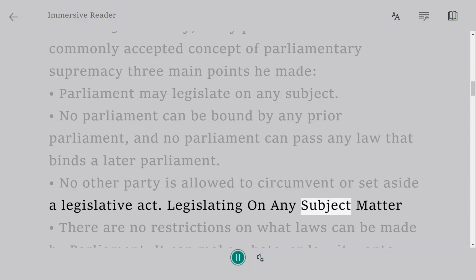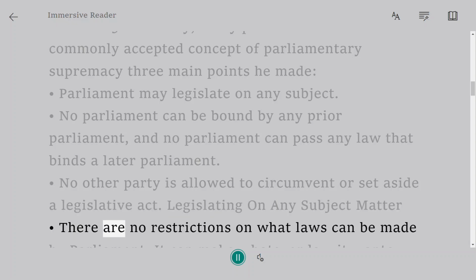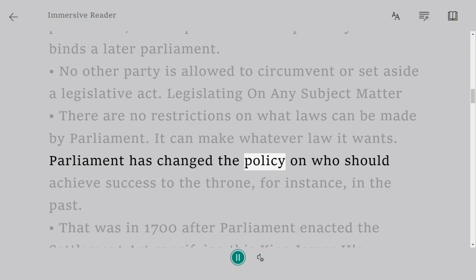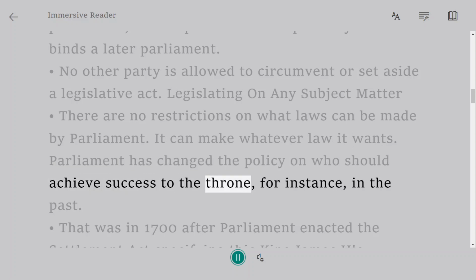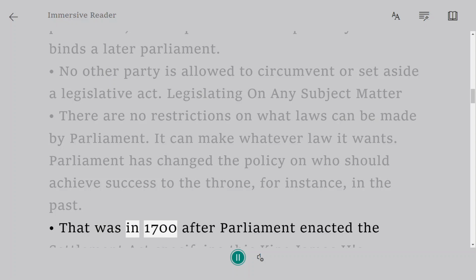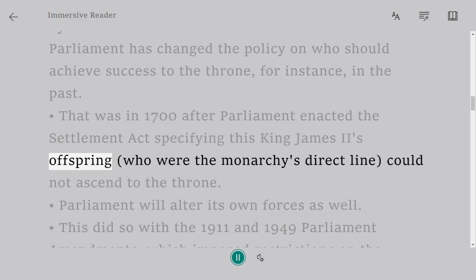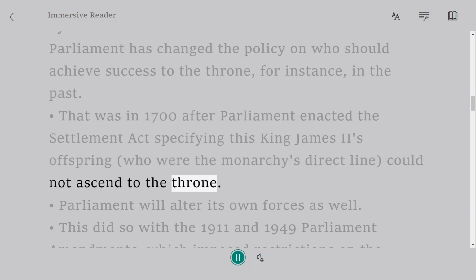Legislating on any subject matter. There are no restrictions on what laws can be made by Parliament. It can make whatever law it wants. Parliament has changed the policy on who should succeed to the throne, for instance, in the past. That was in 1700 after Parliament enacted the Act of Settlement specifying that King James II's offspring, who were the monarchy's direct line, could not ascend to the throne.